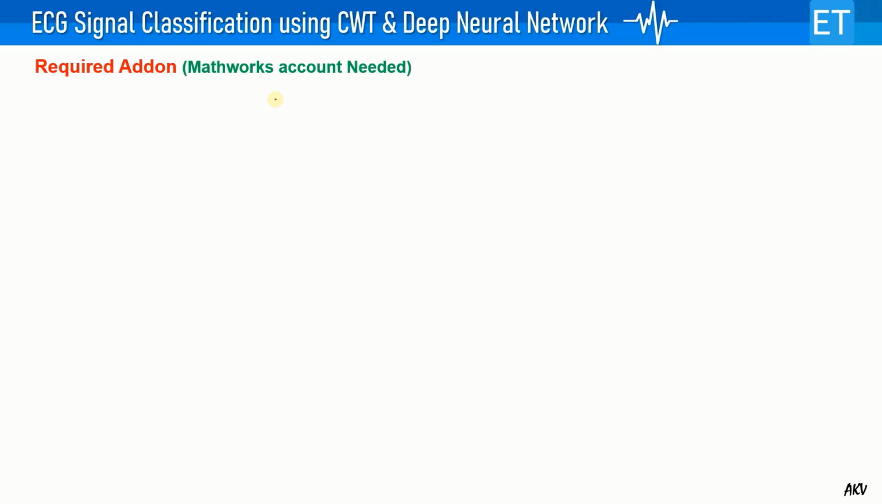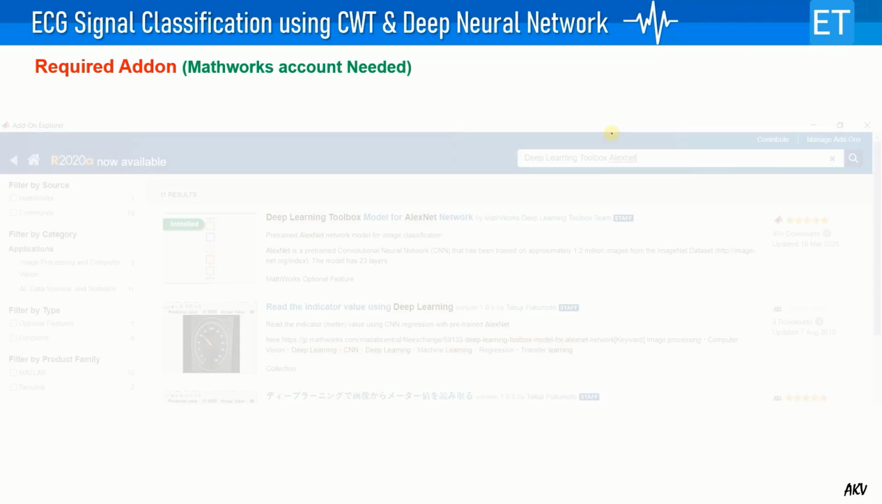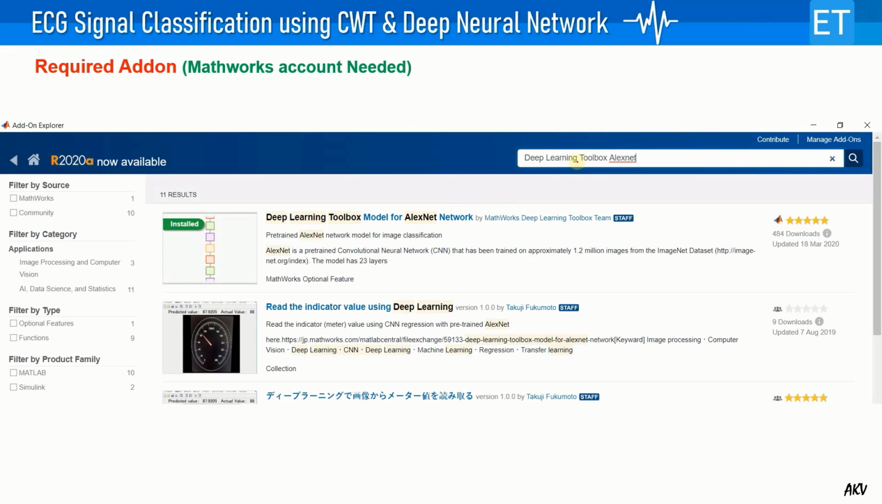First just go to your MATLAB ribbon, where you can locate this Add-On button. When you press it, you get this window. In this search box you just type Deep Learning Toolbox AlexNet. Press this search button, and you get these search outputs. At the very first location you get this Deep Learning Toolbox Model for AlexNet Network. This you have to install. So just press it and open.